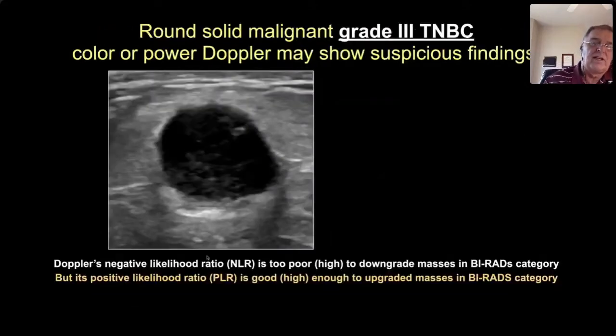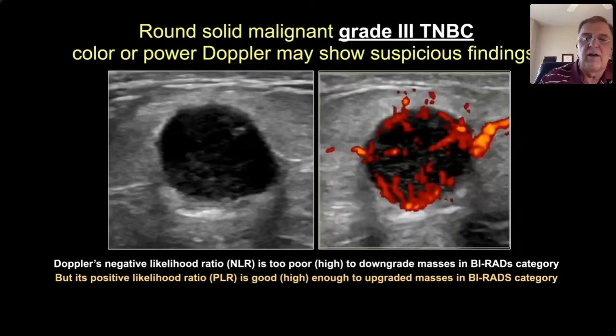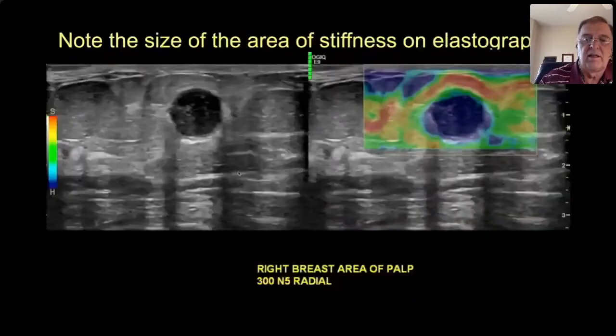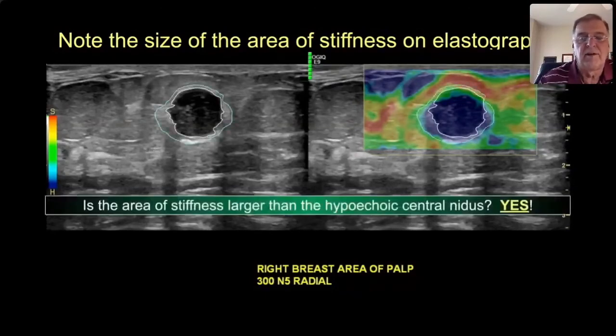So here's a lesion I called irregular that a lot of readers called round. Notice how hypervascular it is. Notice that it's stiff and the area of stiffness goes outside the hypoechoic central nidus into the echogenic rim. Notice that it has a thin capsule on front and back, but it actually has a thick echogenic rim on the right side and on the left side as well. And there are some microlobulations there. I mean, this is not round.